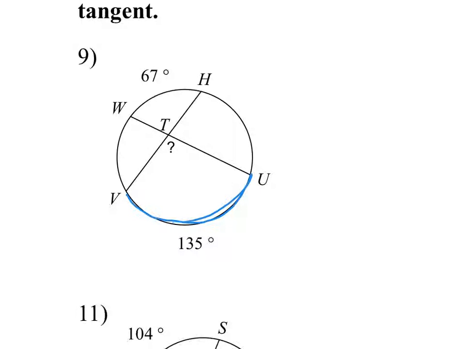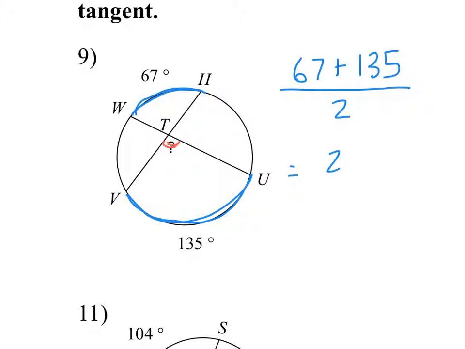This is one of our arcs, 135 degrees. And this is our other arc, which is 67 degrees. So the angle that we're looking to find is going to be equal to those two arcs added together, 67 plus 135, and then divided by 2. 67 plus 135 is 202, and then 202 divided by 2 is 101.